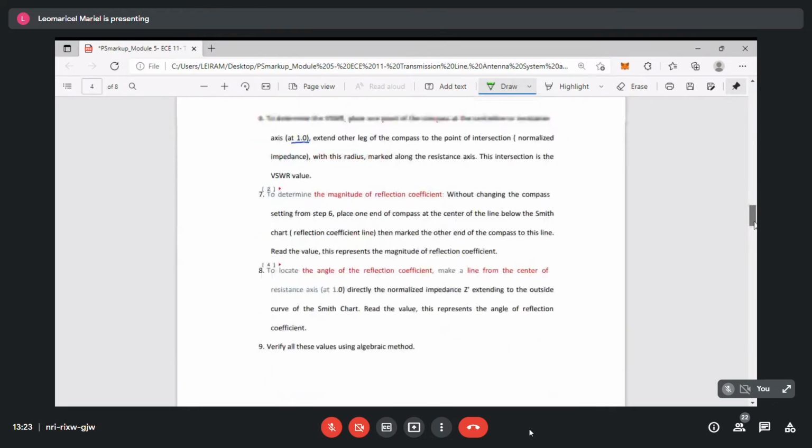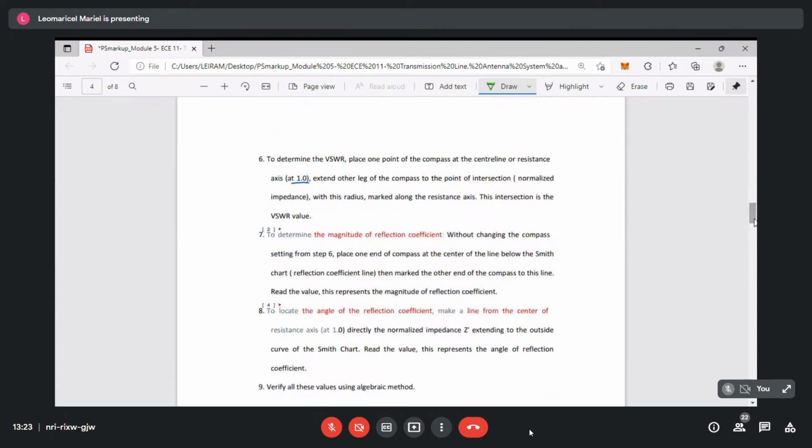Ayan. So, yun, no? So, to determine the VSWR, place one point of the compass at the center line or the resistance axis 1.0 and extend the leg of the compass to the point of intersection wherein the so-called denormalized resistance. Yun, meron tayong R prime and X prime. With the radius marked along the resistance axis, this intersection is the value of the VSWR. So, yung una mo makukuha is the value of the VSWR.